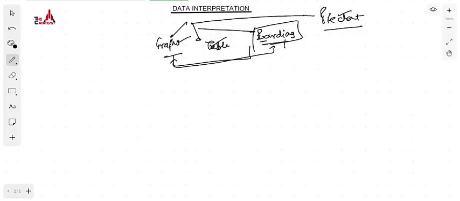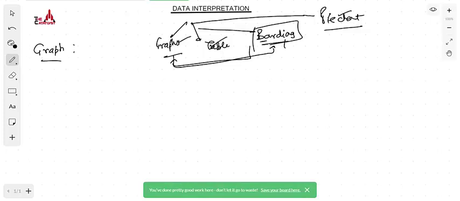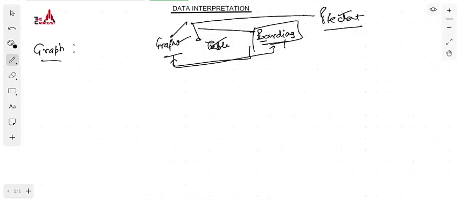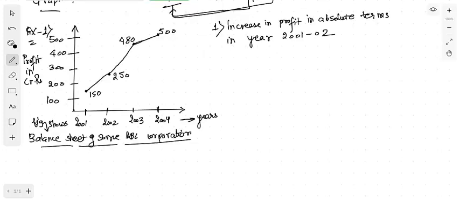So let us start with the graph first, and we'll discuss this data interpretation directly through examples only. So let us take the first example. Suppose the balance sheet of some ABC corporation is given, and here the point is 150, then 250 in year 2002, 480 in the year 2003, and 500 in the year 2004. Now on the basis of this graph, you have to answer the questions.